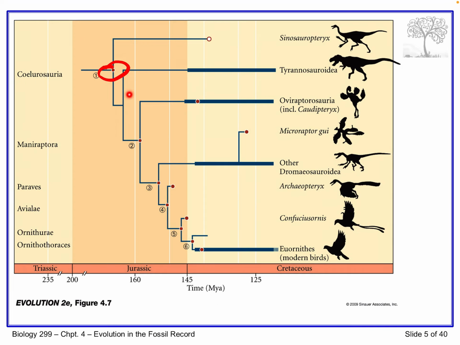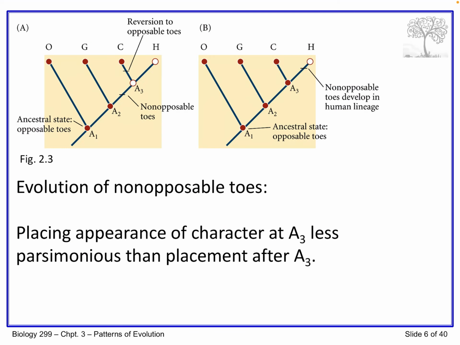And that's the logical or deductive reasoning process that we use to reconstruct the evolutionary history here when we weren't around to see it. All right. So as an example of that, let's say we're talking about the development of opposable toes.